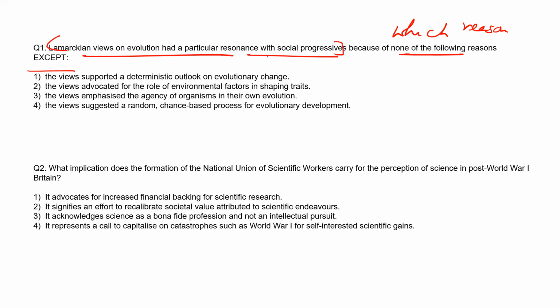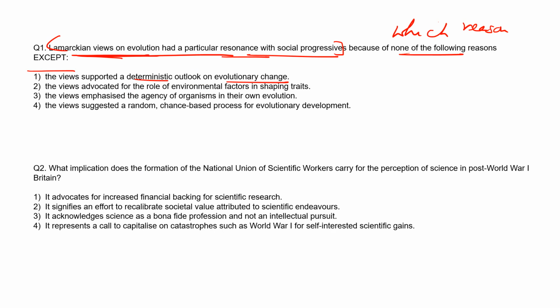So both agreed that evolution happens willfully, which means Lamarck's evolution happens for progress or for betterment, a linear thing, right? The progressives also think that because of the reforms in society, progress happens because the society wills itself to reform and progress. Lamarckian views are also the same. So let's look at which option conveys this. The views supported a deterministic outlook on evolutionary change. Deterministic outlook, that has not been mentioned anywhere.